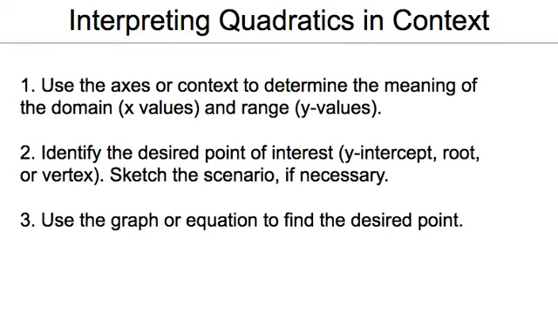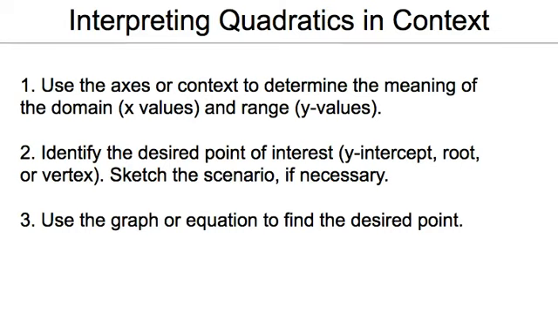First, use the axes or the context, the description of what's going on, to find the meaning of the domain, that is the x values, and the range. In the case of that sun sphere example I just gave you, the domain describes the distance left to right from the launch point, and the range describes the height.